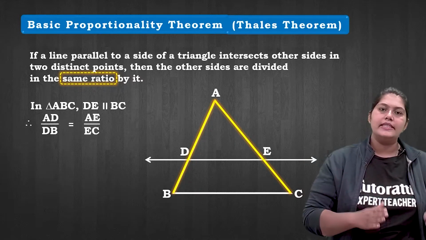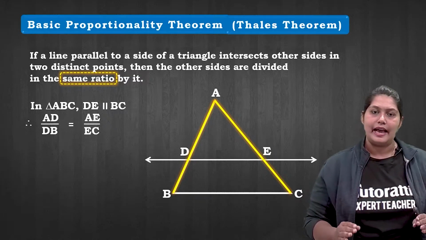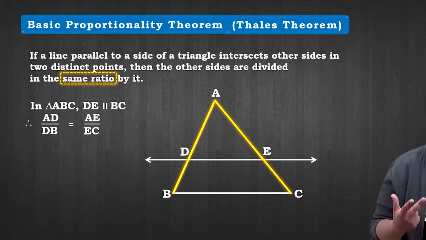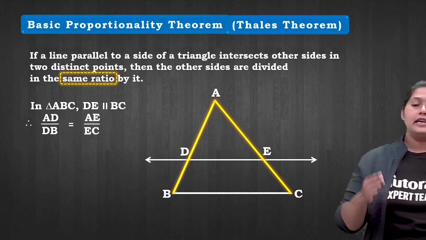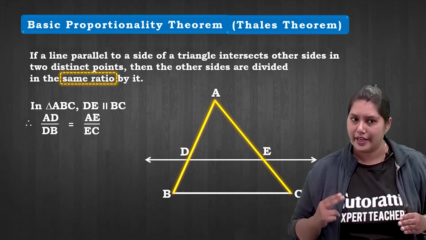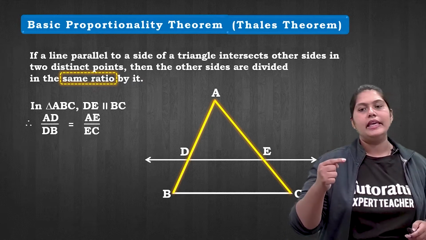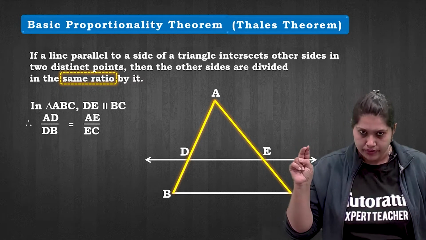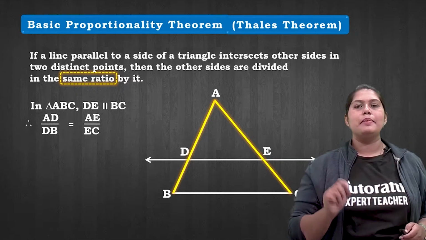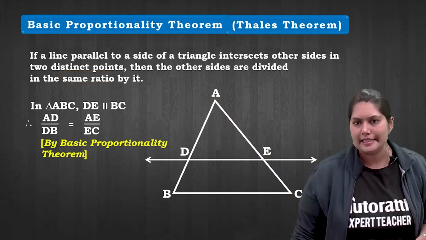So our basic proportionality theorem, or the Thales theorem, says that a line which is parallel to a side and intersects the other two sides in two distinct points divides those sides in the equal ratio. AD upon DB is going to be equal to AE upon EC if DE is parallel to BC. That's the basic proportionality theorem. Alright children, isn't that easy?